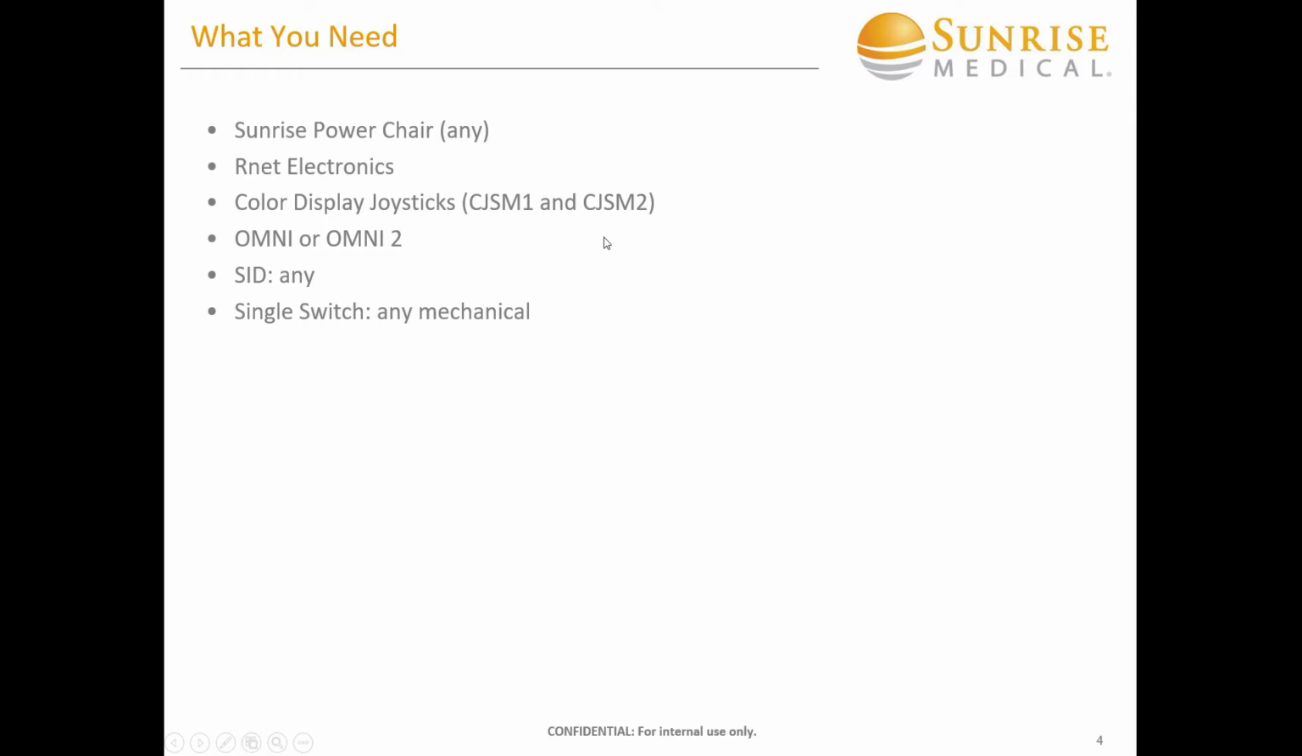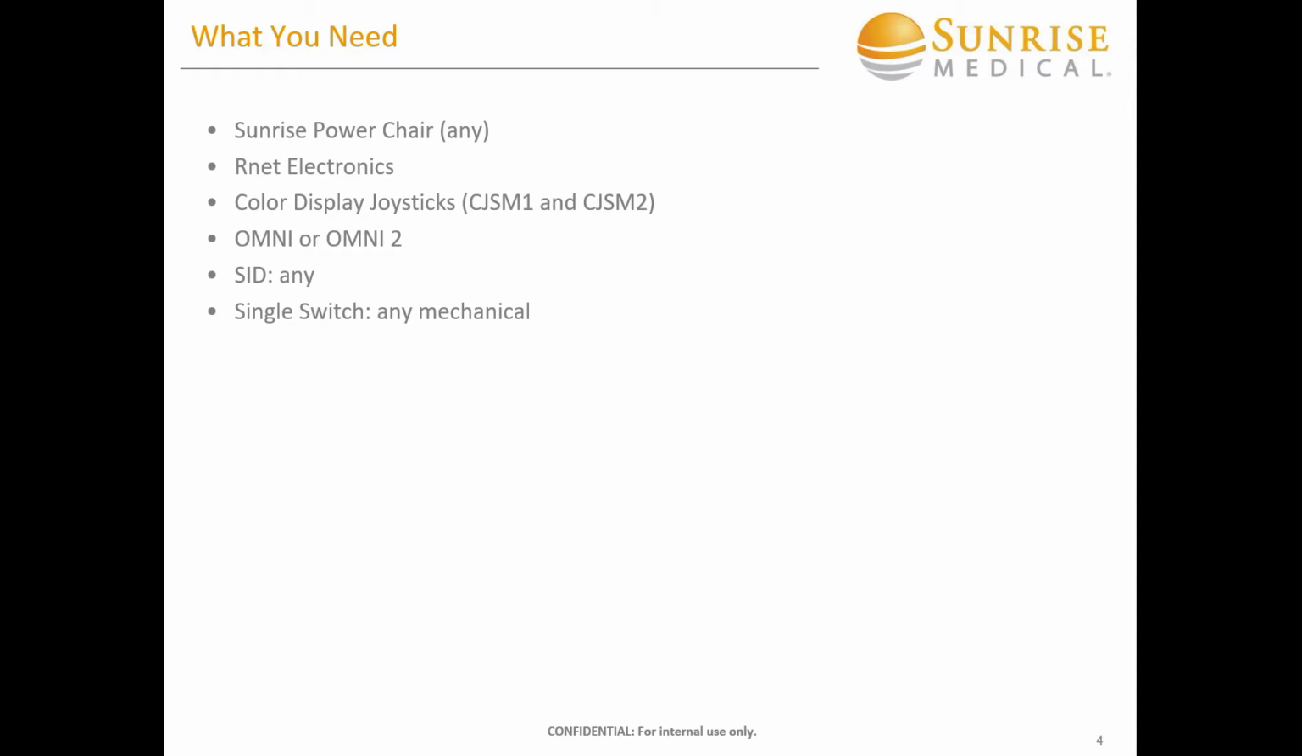So what do you need for this training course? For you to be out in the field, what are you going to need? Well, first of all, obviously you need a Sunrise power chair. It does need to have the RNet electronics, because onboard programming only works with the RNet electronics. The VR2 electronics requires a handheld programmer, and so therefore this will not apply.